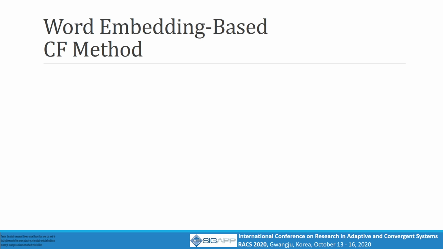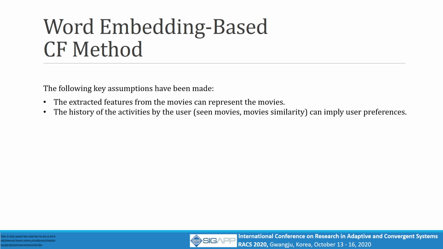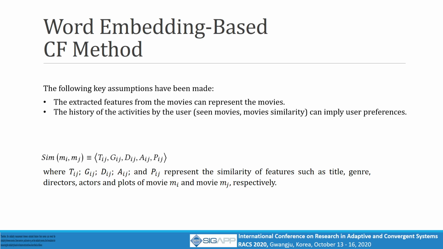Going to the Word Embeddings by CF methods session, we are following the key assumption. The attractive features from the movie can represent the movie. The history of the activity by the user, for example, movies seen or movie similarity, can imply user preference. Therefore, the similarity measurement between attractive features from movies can reveal the similarity between movies. For example, given movies Mi and Mj are similar movies, the formulation for measuring the similarities based on feature attractives is describable as follows.